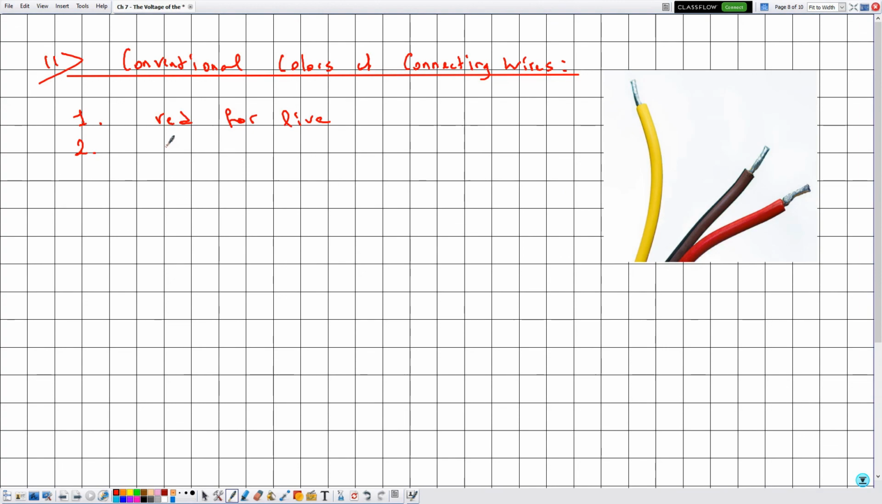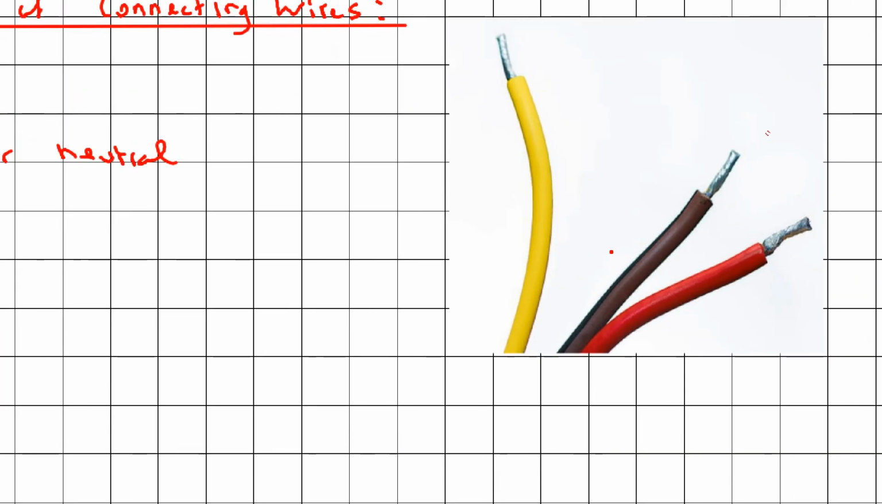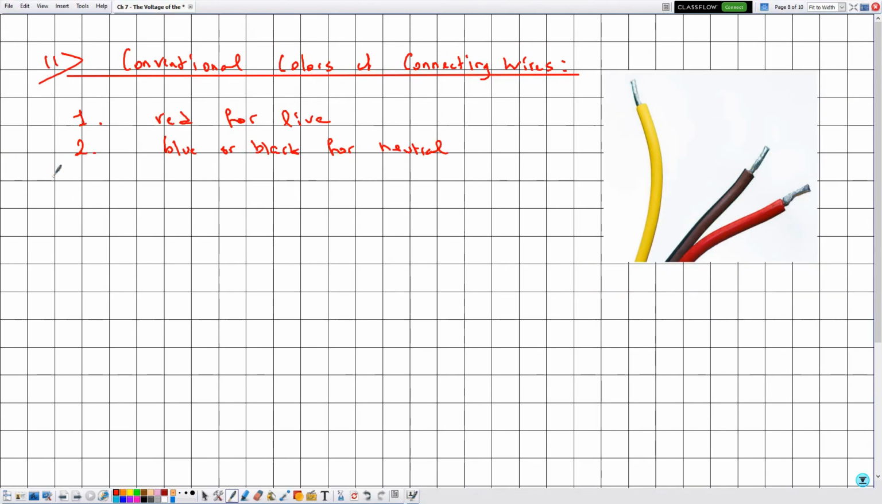Idea number 2 is that the blue or black for neutral. So this is the black, it carries a black color, so this is the neutral. And finally, usually the green or yellow for the ground.